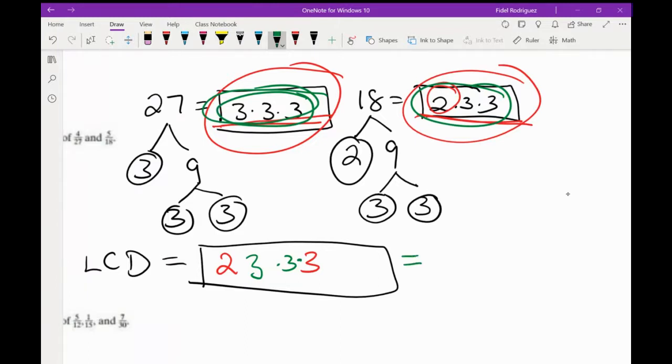And so now all I'm going to do is take my calculator, or I'm going to multiply these numbers out. So 2 times 3 is 6. So that's a 6. 3 times 3 is 9. And 6 times 9 is going to give me 54. And that's going to be my method of finding my common denominator, right?